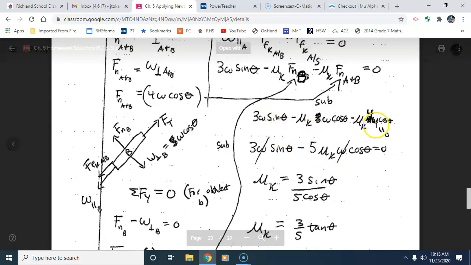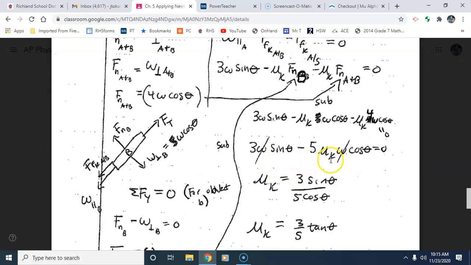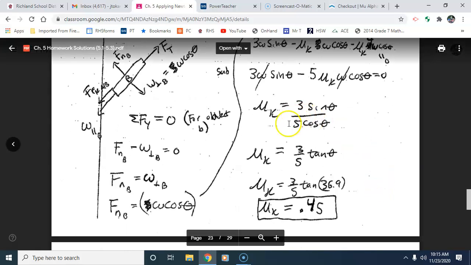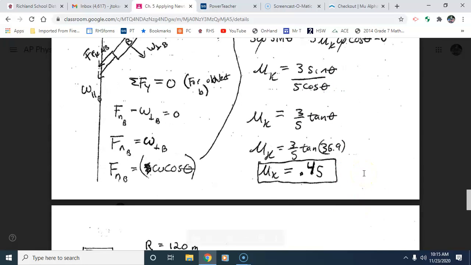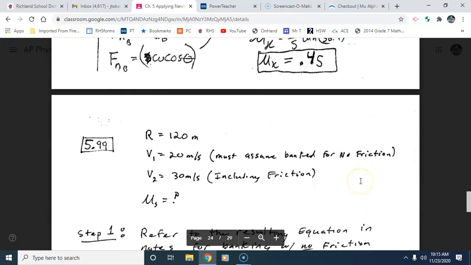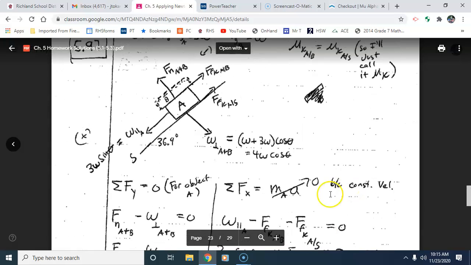Every single term has a W in it, so it can divide out. And with some rearranging and isolating mu K, we can plug in really just the angle and find that it is 0.45. So that was a pretty tricky problem. That's a lot going on and kind of a weird situation.